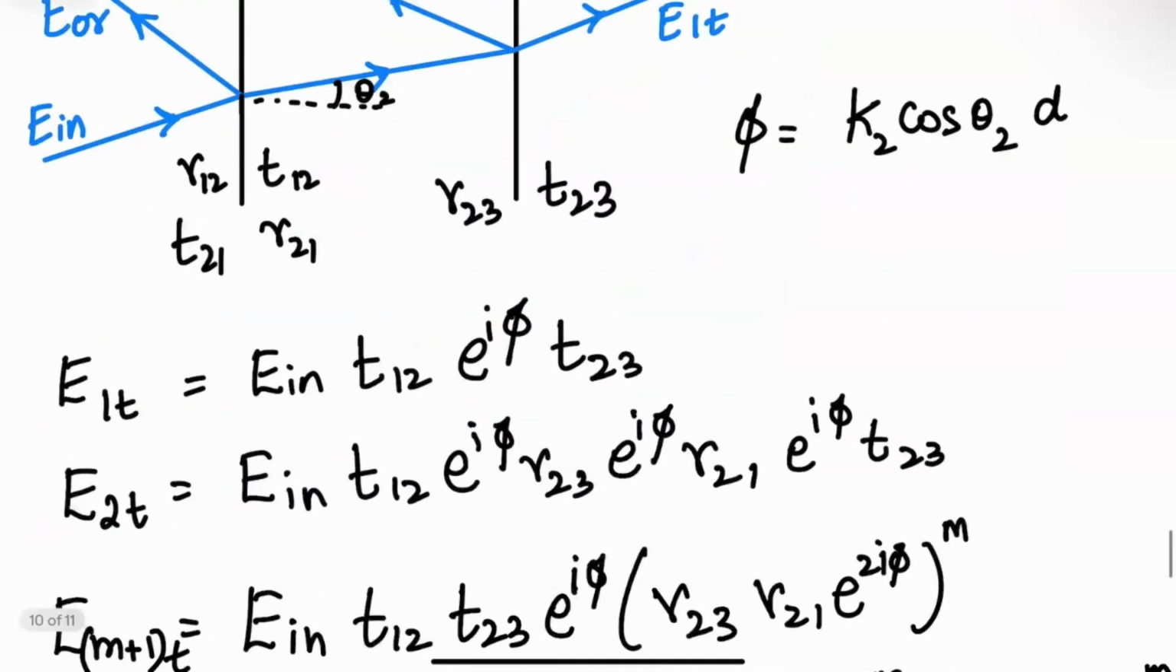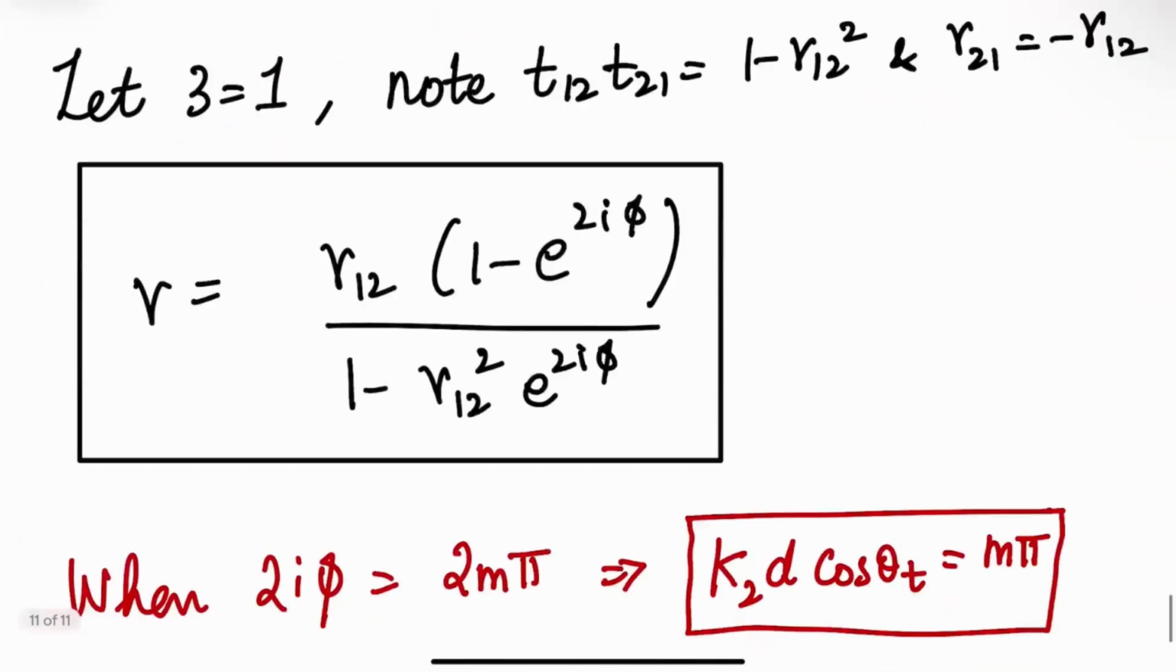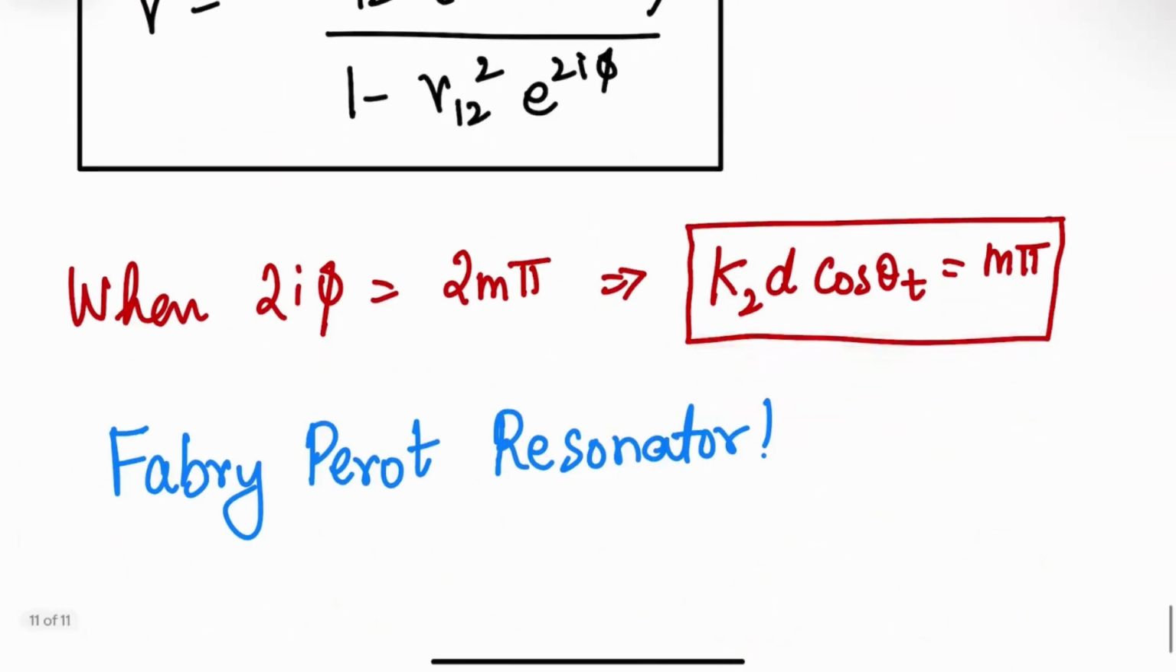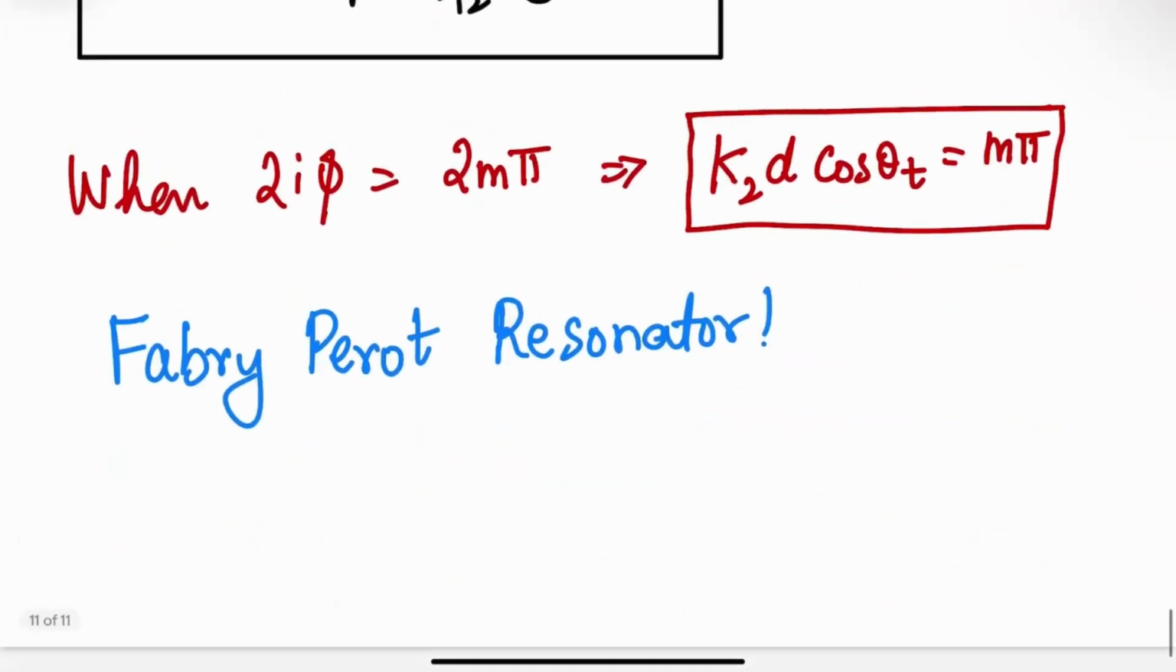But that only happens at certain frequencies. And those frequencies are given by this relationship. So that's called the resonance condition. So what we've essentially developed is nothing but a filter, right? Because only at certain frequencies this is happening. And this is the time domain model for a filter.